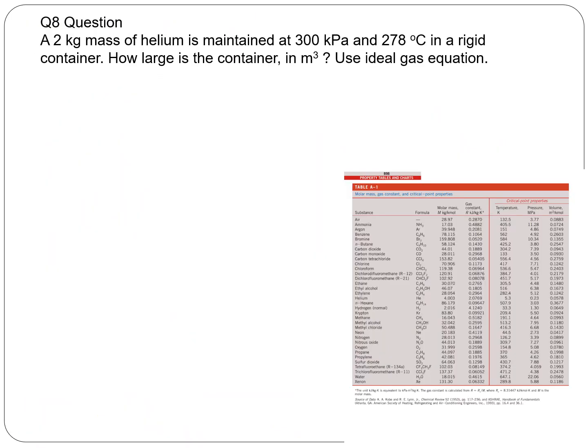Okay, now let's try to do a problem that involves making use of the ideal gas equation. What is given here? A 2 kg mass of helium. Again, underline the keywords. The substance is helium, mass is 2 kg, pressure is 300 kilopascal, and temperature is 270 degrees centigrade, in a rigid container. That means volume is constant. How large is the container in meter cube? Use the ideal gas equation. Under these conditions, you need to find the volume. Mass is given, you need to find the volume.